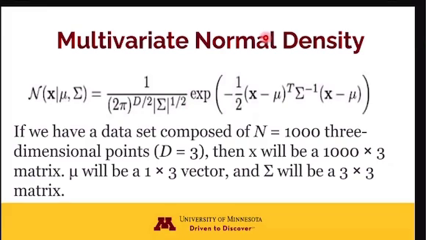This is multivariate normal. Has anybody seen this before? Okay, this is multivariate normal. Why are we using multivariate normal? We're using multivariate normal because so many variables are involved, not just one variable, and they are distributed according to a normal distribution.